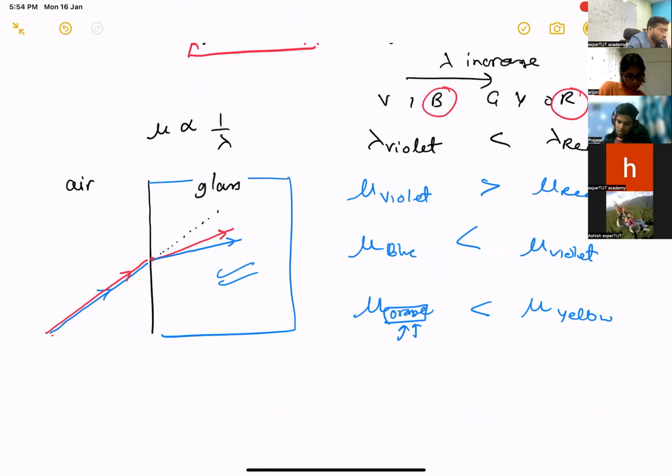Do you understand that the input light, the blue and the red, were coming together, but when they are refracted in glass, blue is refracted more, so blue has a different path than the red. The moment they have different paths, you can see them separately. Okay, take one more thing.